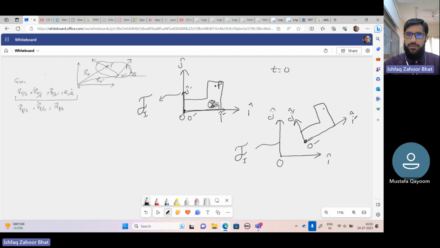So now you have a point, this point is here, point P. So we have in the inertial frame this vector, and also we have this vector, and we have this vector also.